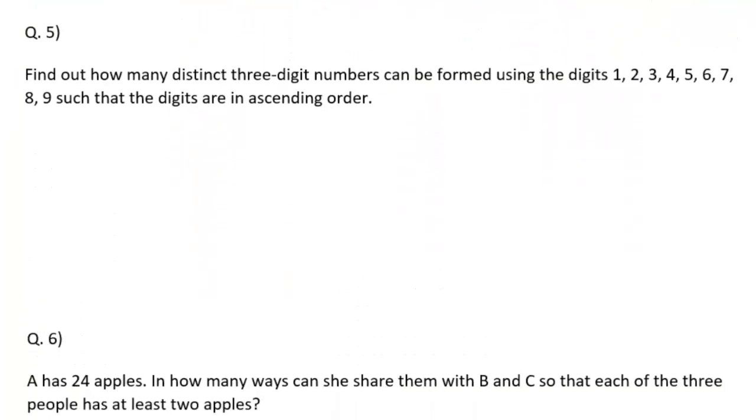Now let's take the fifth question. Here it says to find how many distinct 3-digit numbers we can form using these digits such that the digits are in ascending order. Now this is a very interesting question. We have to take the digits from these 9 digits, but the 3-digit number should have digits which are in increasing order. So one such number would be, say, 2, 5, 9, right? This matches the condition given in the question.